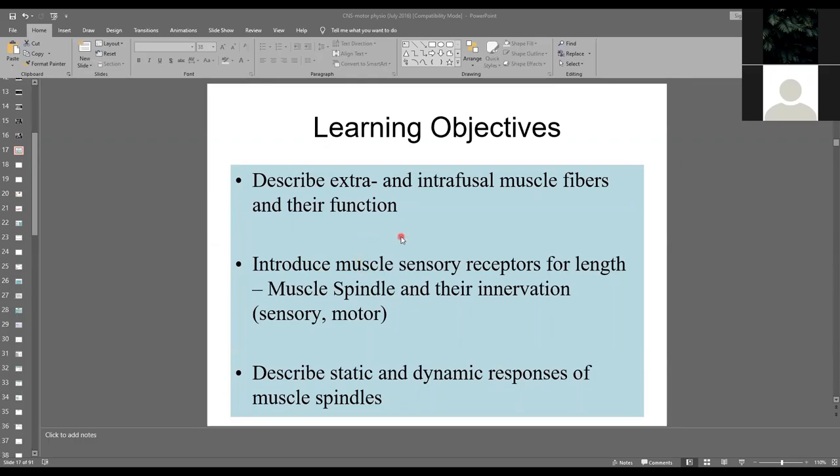Now let's dive into today's lecture. Today, I hope to achieve three things. One is to give you an appreciation that there are different types of muscle fibers. Till now, you have discussed muscle fibers which are responsible for whole muscle contraction. So we will discuss today the difference between intrafusal and extrafusal muscle fibers.